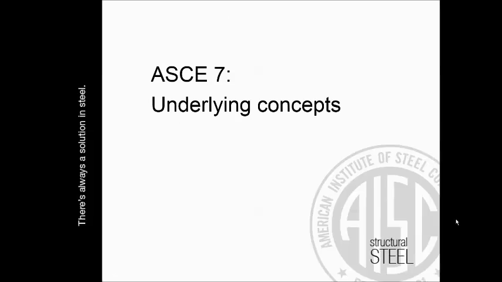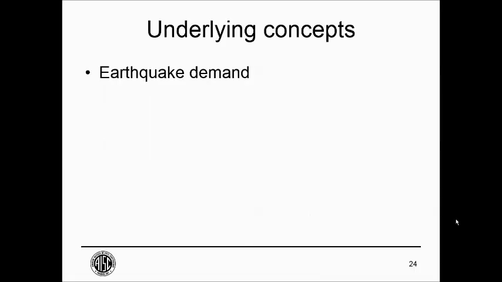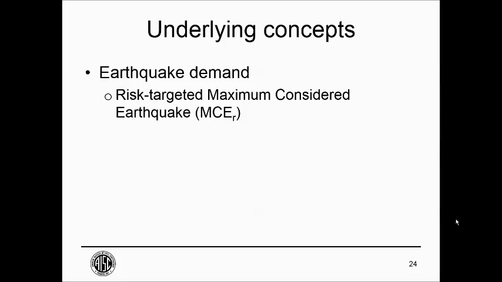First, let's start with what we're trying to do. What are the underlying concepts with the ASCE 7 method? So the earthquake demand that we're designing for is the so-called risk-targeted maximum considered earthquake. So MCE stands for maximum considered earthquake. Used to be maximum credible earthquake. Now it's just maximum considered. And the subscript R is risk targeted.